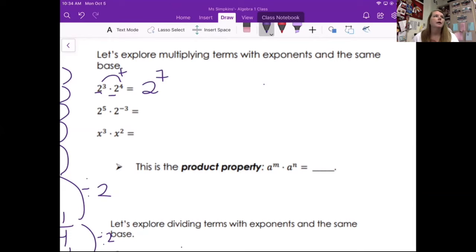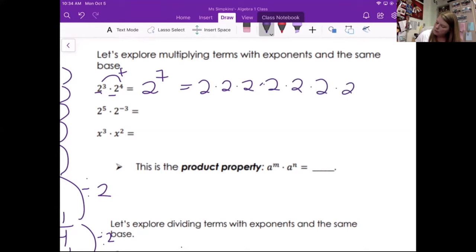Because if I sat here and wrote this out, it would be 2 times 2 times 2 times 2 times 2 times 2 times 2. Did I do that right? Yeah. And that would be 1, 2, 3, 4, 5, 6, 7 twos. So that translates to 2 to the 7th power.